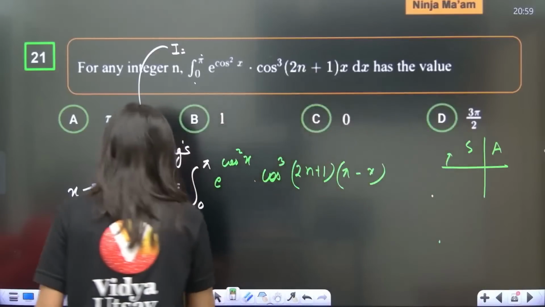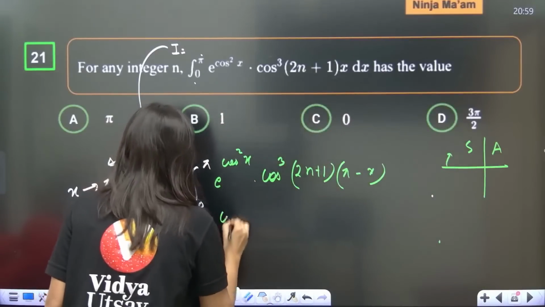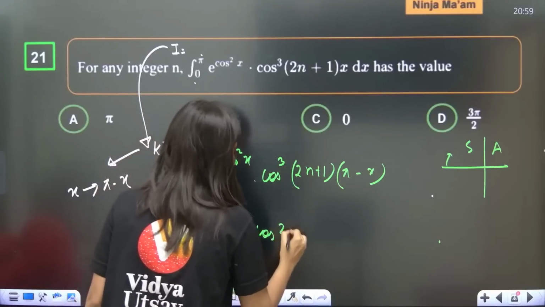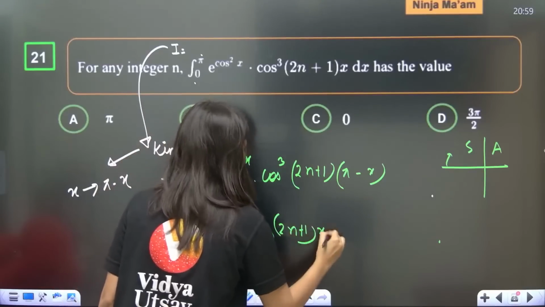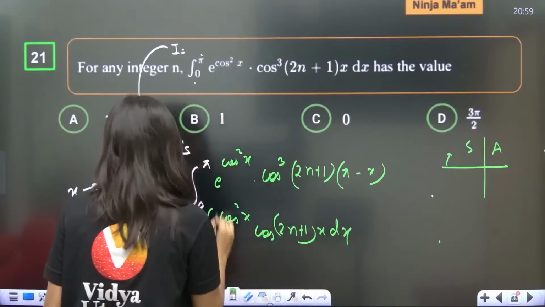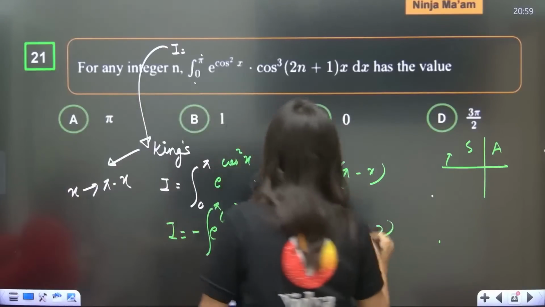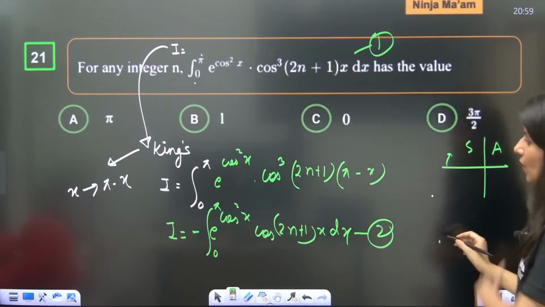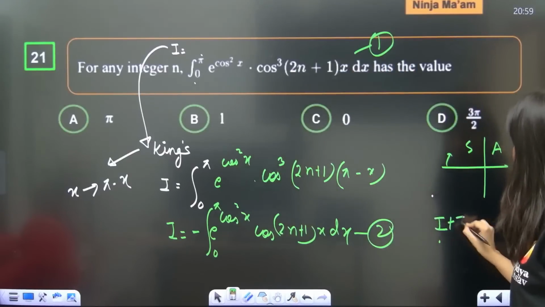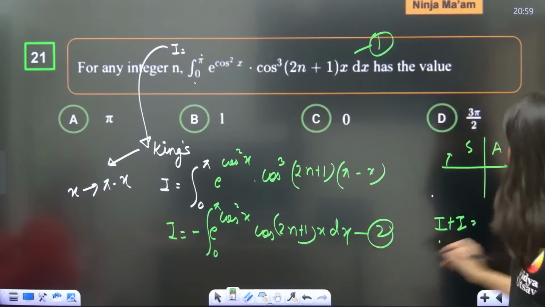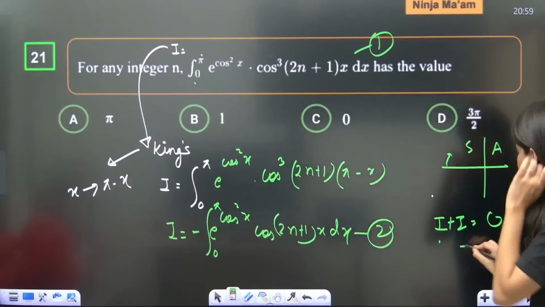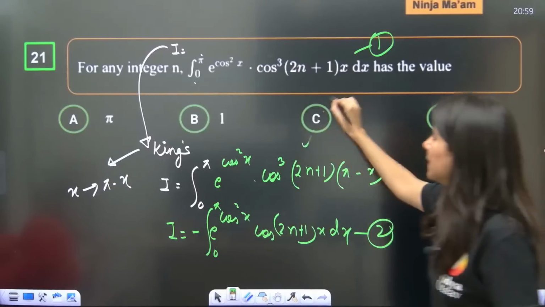So I will be equal to e raised to power cos square x, negative of cos of 2n plus 1 x dx. This is your I, 0 to pi. This is your second equation. This is your first equation. If you add first and second, you are going to get I plus I is equal to the right hand side, which is going to get cancelled out because of this minus sign. Correct? So I is equal to 0. Option C is absolutely right.